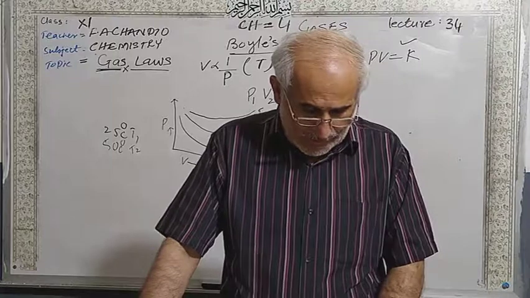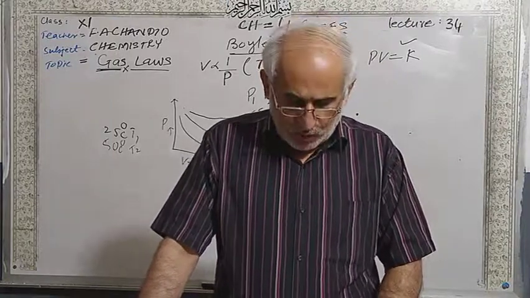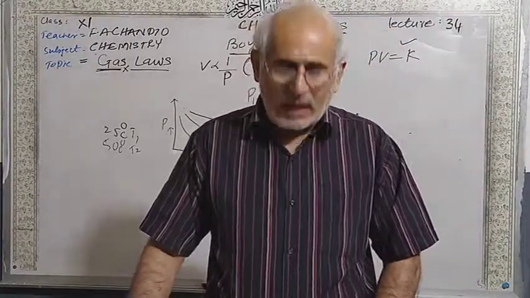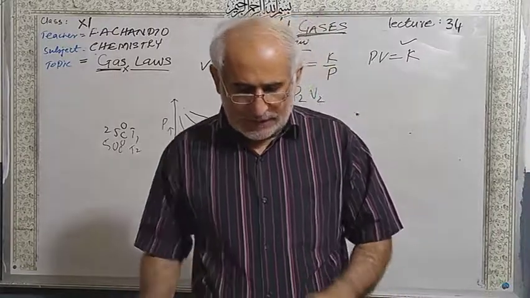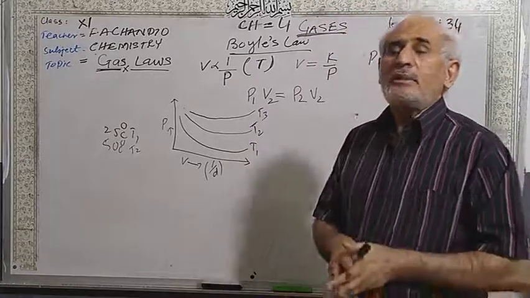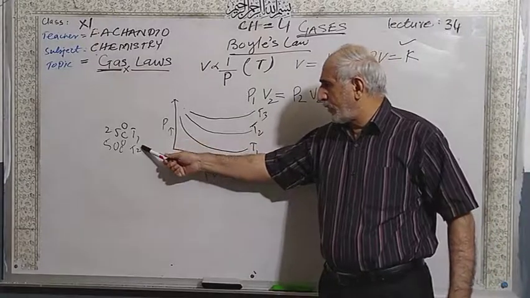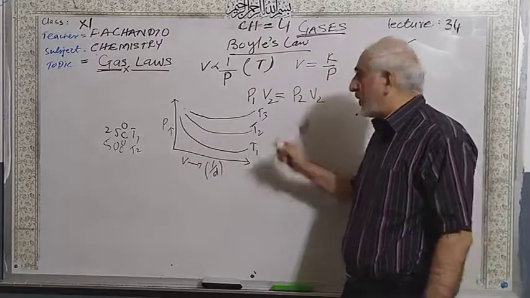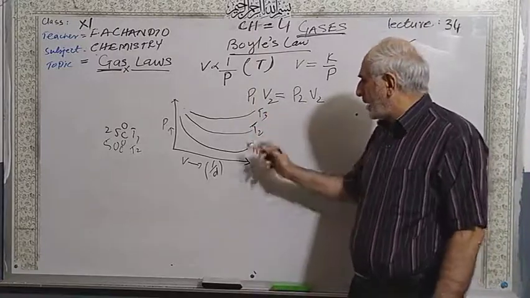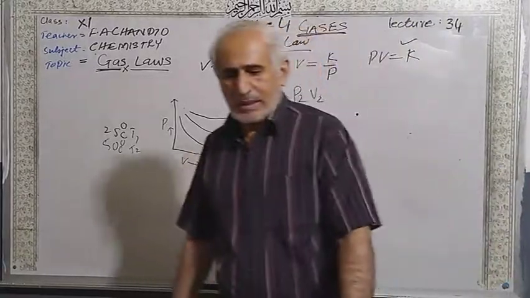As the temperature is increased, the isotherm curve goes away from both axes. This is because the higher the temperature, the more the volume of gas increases according to Charles' law. As the temperature increases from 25 to 50, the position of the isotherm changes and it moves away, because by increasing temperature, the volume of gas increases.